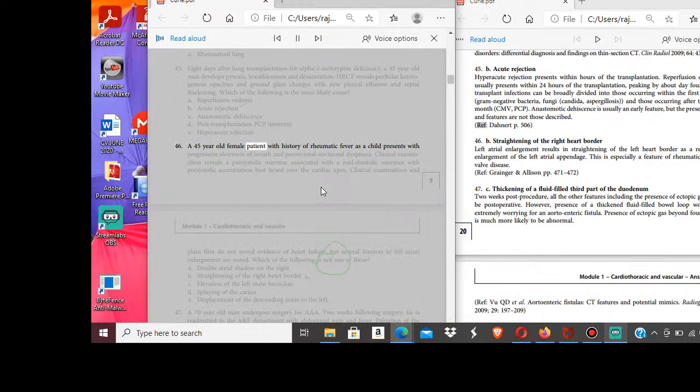46. A 45-year-old female patient with history of rheumatic fever as a child presents with progressive shortness of breath and paroxysmal nocturnal dyspnea. Clinical examination reveals a pansystolic murmur associated with a mid-diastolic murmur with presystolic accentuation best heard over the cardiac apex.